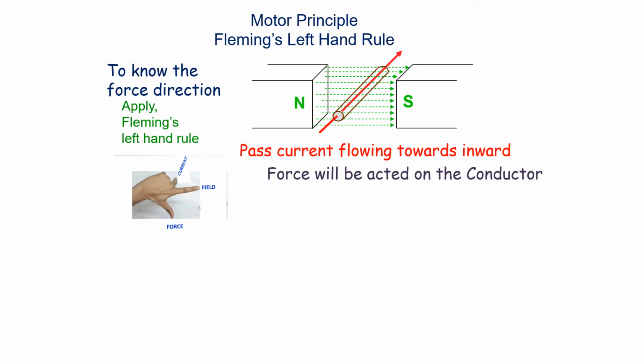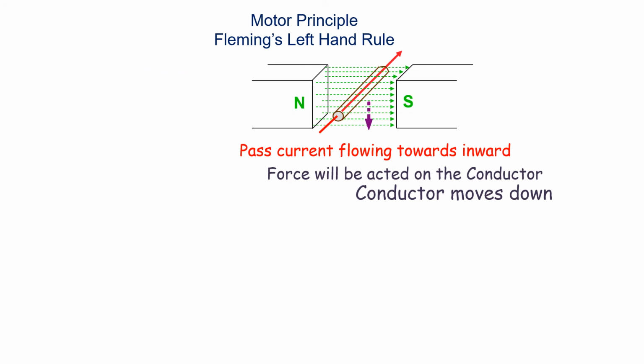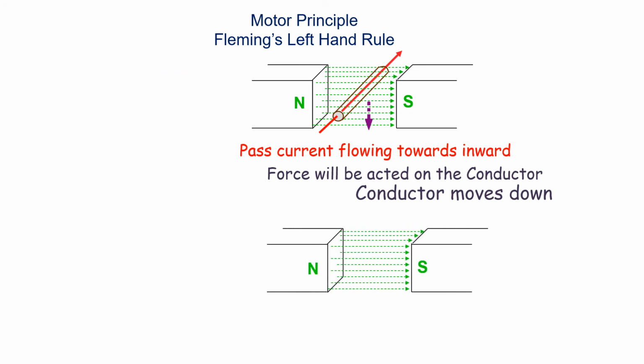The thumb is oriented downwards. The thumb shows the force direction. As the thumb is downwards, the force acted on the conductor is downwards. Because of this force, the conductor moves down. Let us understand the same by means of another figure.